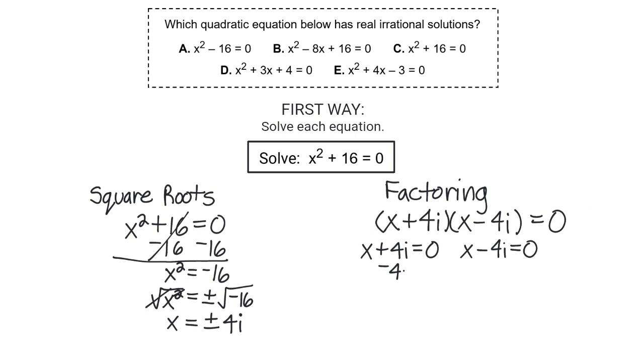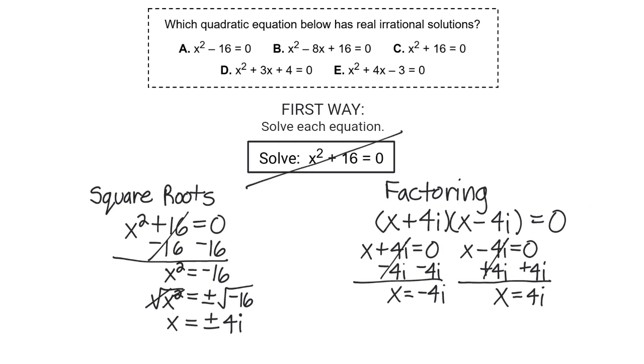I can subtract 4i on both sides on this one. So x is going to equal -4i. For the other equation, I can add 4i to both sides. x is equaling positive 4i. So once again, x is equal to positive or -4i. These are not real solutions, they're imaginary. So once again, this is wrong as well.